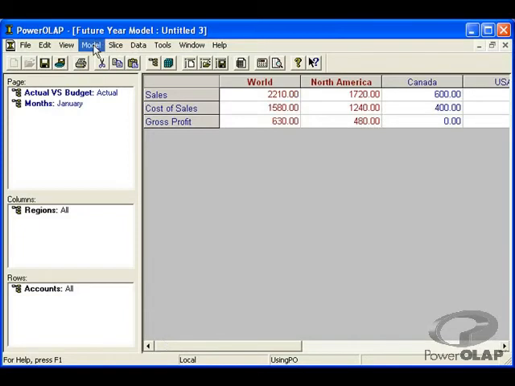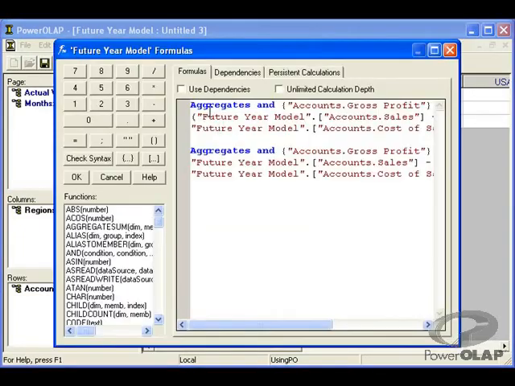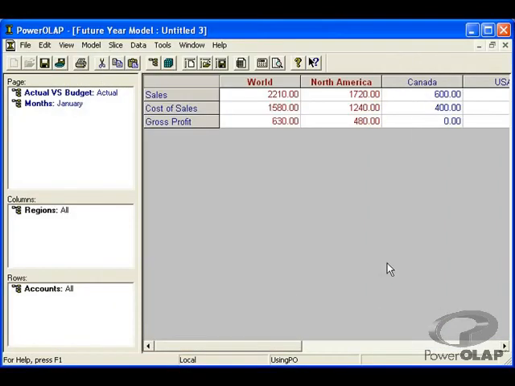Let's go back into our formula again. Future Year Model, Formulas, and change this to Details. Select OK. Recalculate our sheet. And at this point, we can see that they're both calculated. Why is this the case? The reason this is the case is because we have a Details And formula.